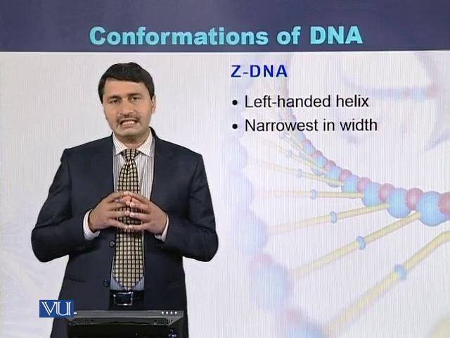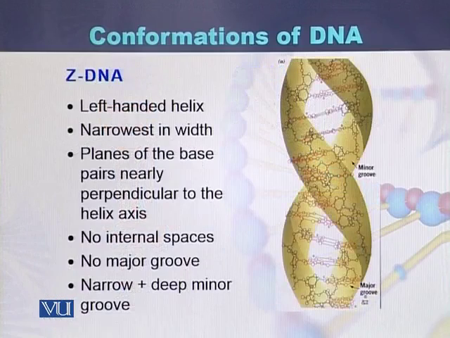Z-type DNA is left-handed. In the diagram of the Z-type DNA, we can see that it is left-handed, narrowest in width, while the planes of the base pair are nearly perpendicular to the helix axis. There is no internal space, no major groove, and narrow and deep minor grooves.